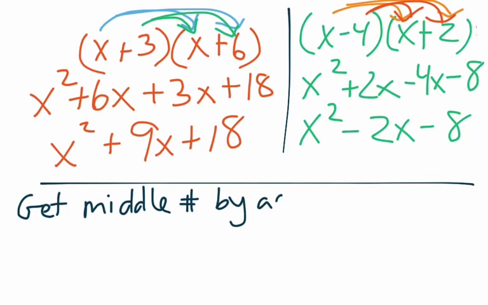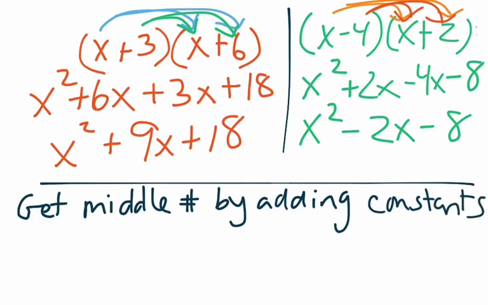by adding the constants. And again, I'm throwing some math vocab out there, so I'll give you a chance to write that down. The constants are the 3 and the 6. Constants are not variables, so just plain numbers. So the middle number 9 I can get by doing 3 plus 6. So 3 plus 6 is 9. And that holds over here. The middle number, negative 2, I can get by doing negative 4 plus 2. So if you add the two constants together, you can get the middle number.